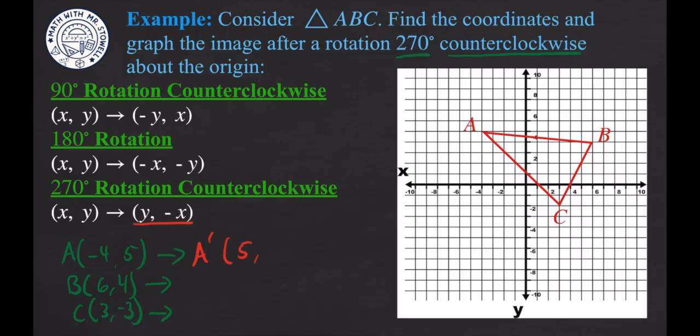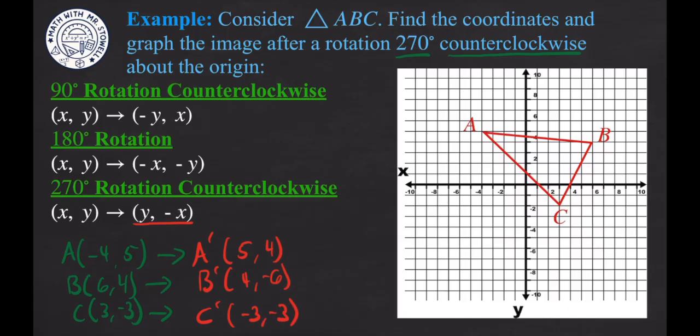So A prime is now going to be (5, 4). B prime is now going to be (4, -6). Take the y value in the pre-image and put it up front in our image. Take the x value in our pre-image and make it negative or positive in the image. And C prime is going to be (-3, -3).